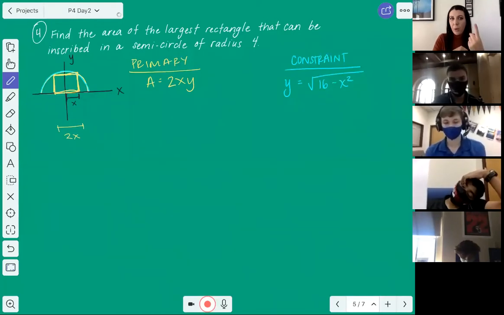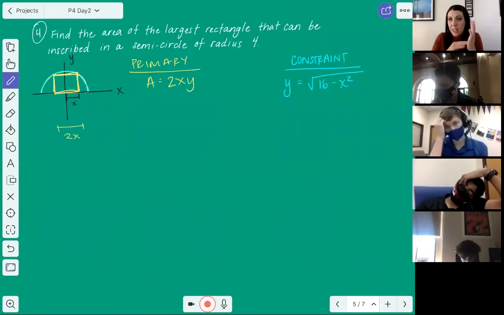Okay, now we have our primary equation, area equals 2xy. We have our constraint, y equals the square root, just the positive version, of 16 minus x squared. Okay, we've already got a variable isolated in our constraint. That makes this easier. I can take that and plug it into my primary. This is still a hard problem from here.